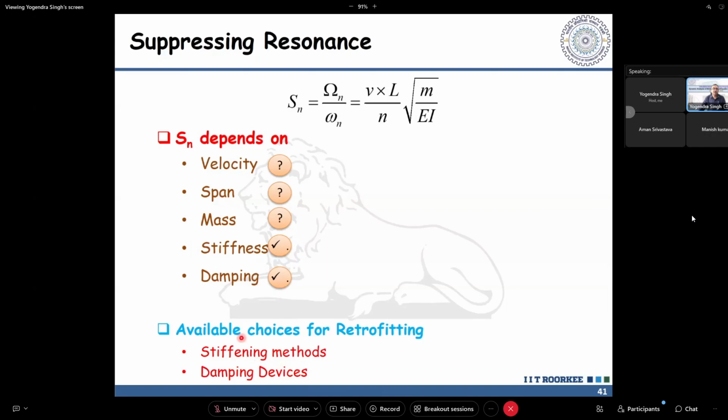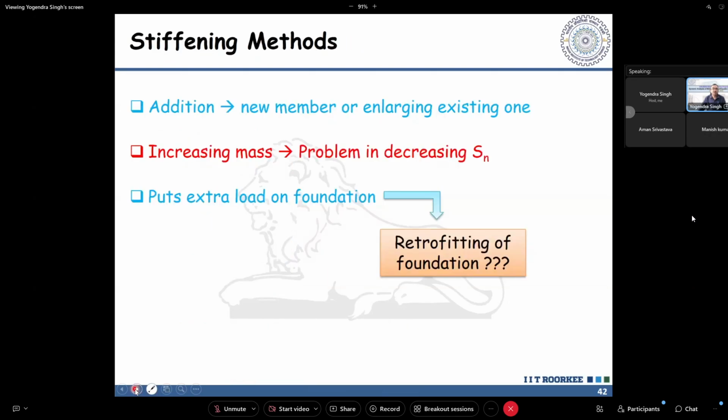So we can stiffen our bridge to increase its resonating frequency, and then the resonance will be suppressed. Or we can add damping devices, supplemental energy dissipation devices, so that they dissipate the energy which will be transferred to the bridge during resonance. In case of stiffening, we can either add a new member, or we can enhance the stiffness of an existing member.